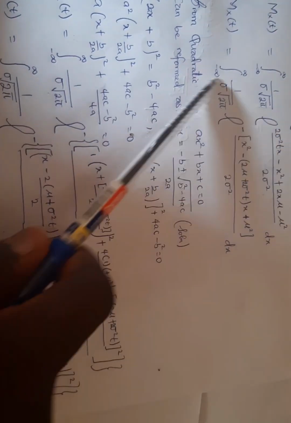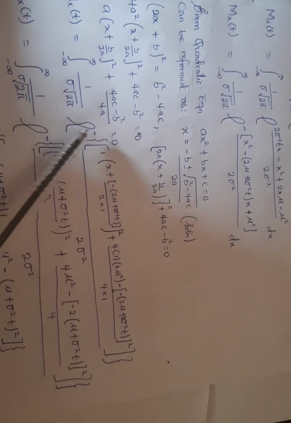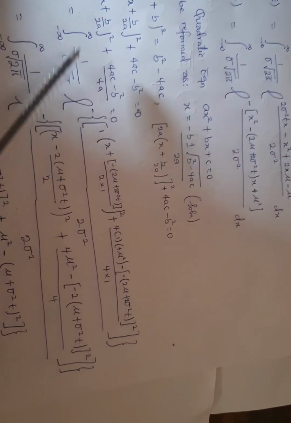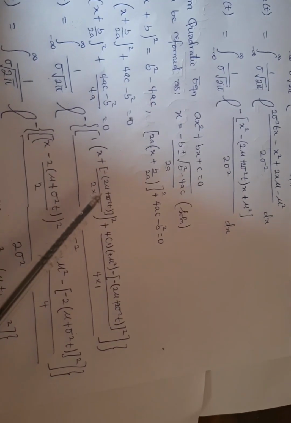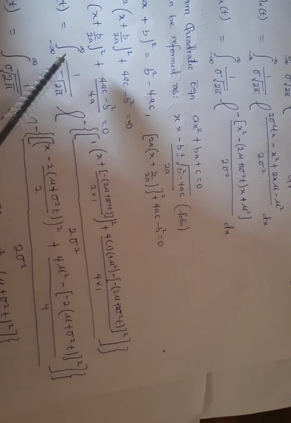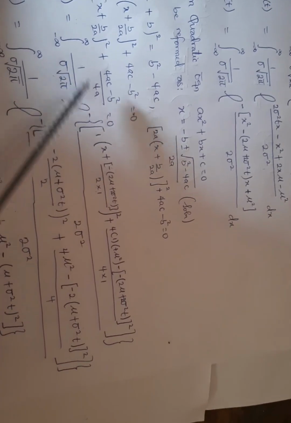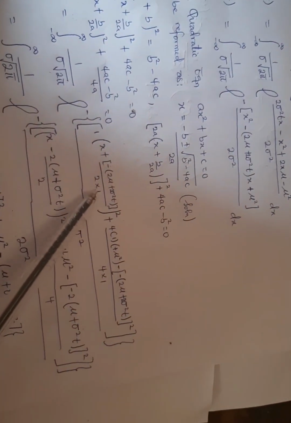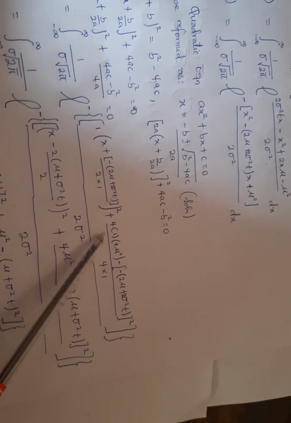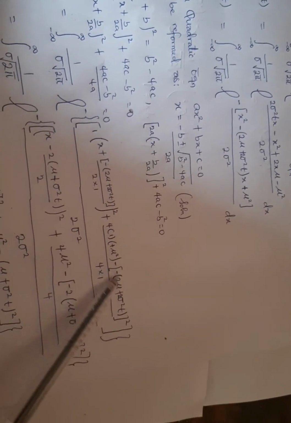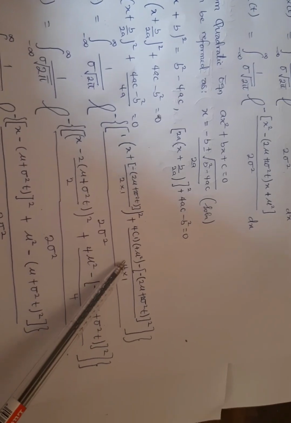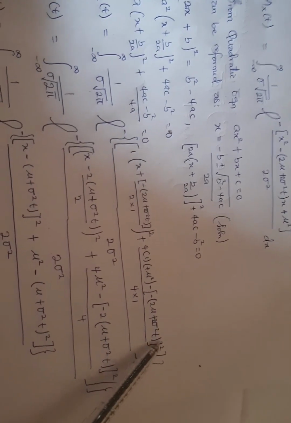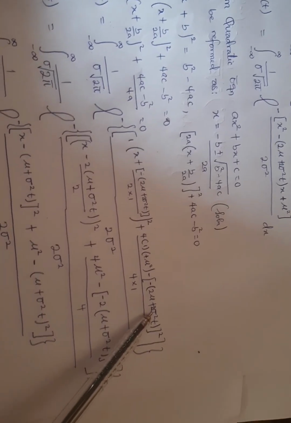So I still have my 1 over sigma root 2 pi times exponential minus, then into the bracket of 1, which is my a here, then x plus b, which is minus the whole of this one here, over 2 times 1, which is my a, and I square everything. Just substitute the whole of this, then you get to see it here. Okay, so if that is the case, then you bring out the 2 common here.